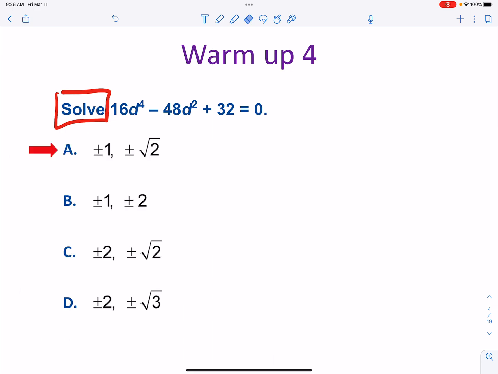All right, so there's your answer. It comes out as plus or minus 1 and plus or minus the square root of 2. This would be on the no calculator part.